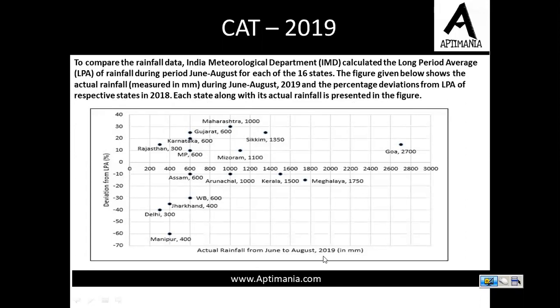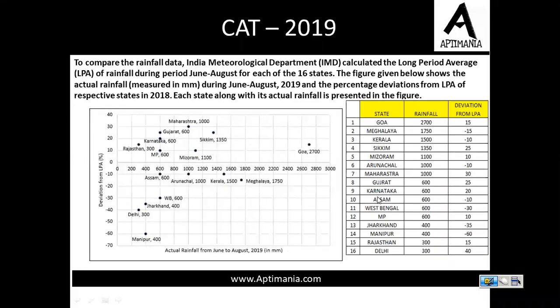उनमें उस particular year में, June 2019 to August 2019, क्या rainfall रही, उनकी value is given in mm, and the y-axis represents the deviation from LPA in percentage terms. Fine. So this was the data given in this set. So what I have done is, इस डेटा को यदि हम टेबल की फॉर्म में चेंज कर लें तो क्वेश्चन काफी इजी हो जाएगा. In fact, this is the easiest question of the CAT 2019 paper you can say.